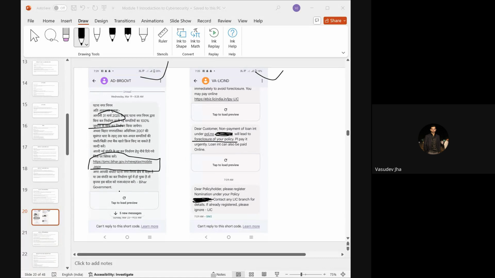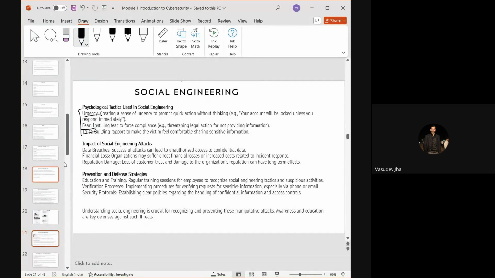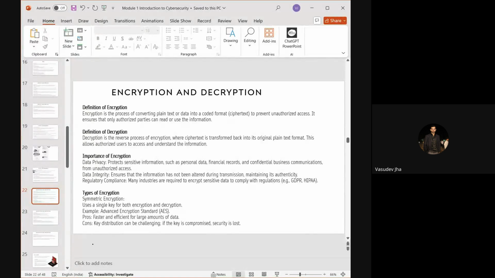So by this example, you can see that they are basically using these three tactics: first urgency, fear, and trust. They are using these three techniques in social engineering. Now, there is a lot of impact from social engineering, but in prevention, what I will say is that awareness is the only prevention. We don't have any other option in social engineering.